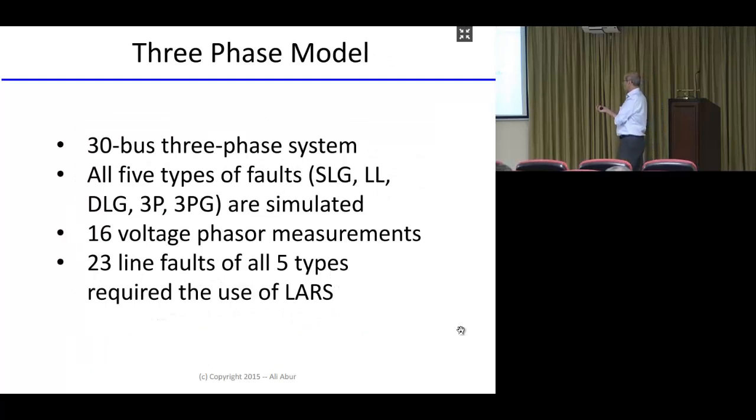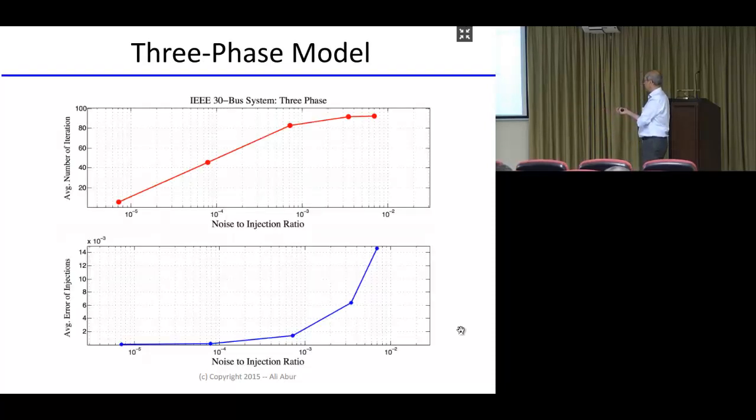And we tried it also for the three-phase model, which is this. We take the 30-bus system and turned it into a three-phase equivalent system, and we applied all sorts of different types of faults with 16 voltage phasor measurements in this case, and we got similar results. Again, here the number of iterations grow with noise, and the success rate drops. Actually, this is not too bad, even though it looks worse than the previous one, but this is a small number. But yet, still we see this drop in performance as you increase the noise.